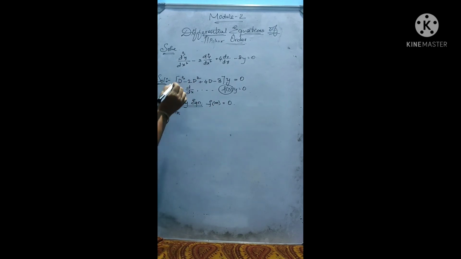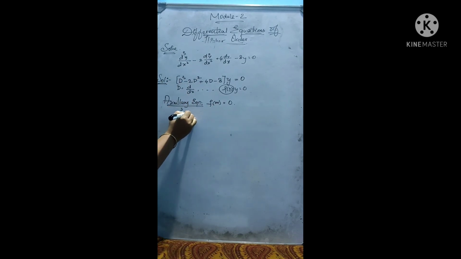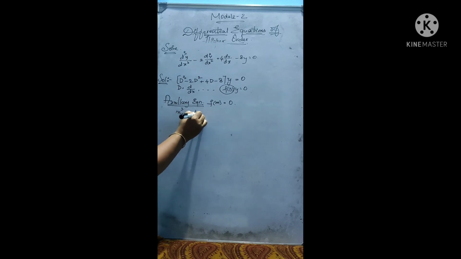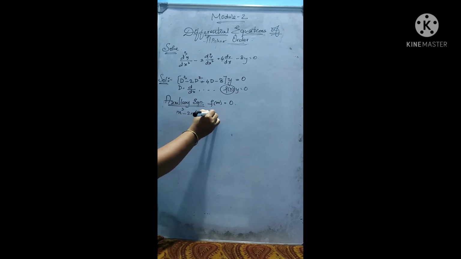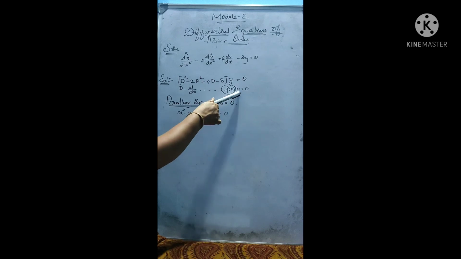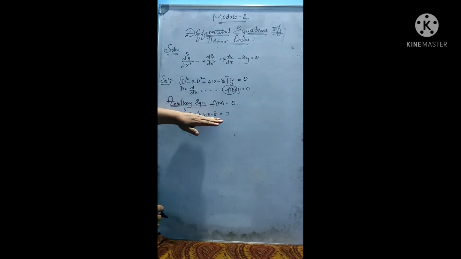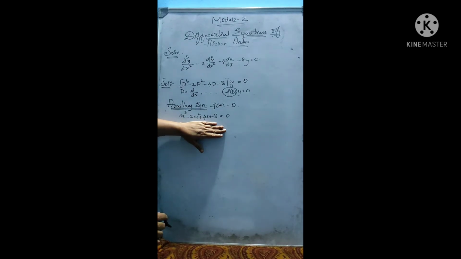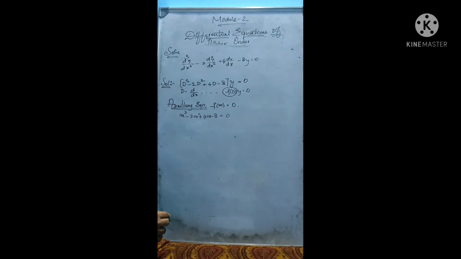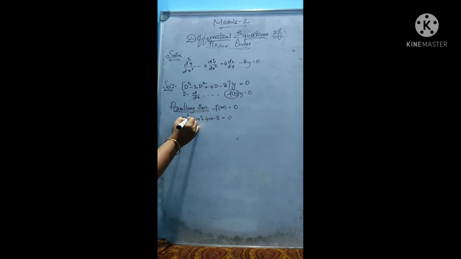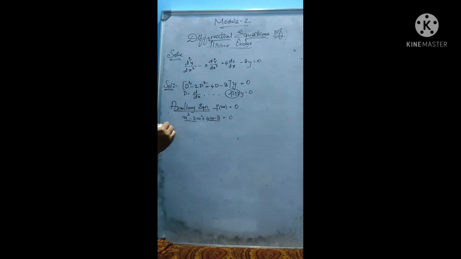Now if I replace it by m, instead of D I should put m. D cube becomes m cube minus 2m square plus 4m minus 8 is equal to 0. There is no more y and all. Don't write y and all. Now this is a polynomial equation in m. How do you solve it? Let us see. We can clearly take out something common and factorize it.